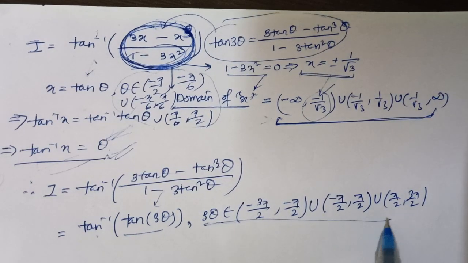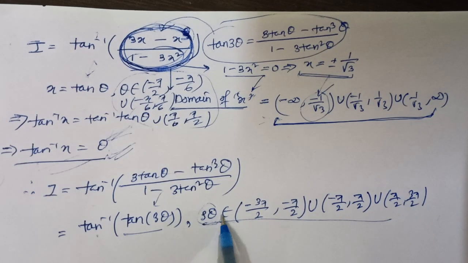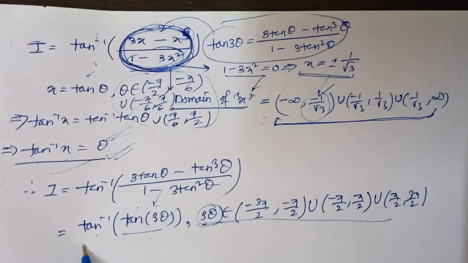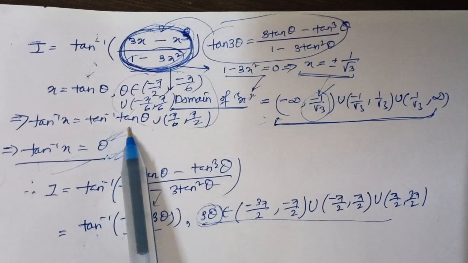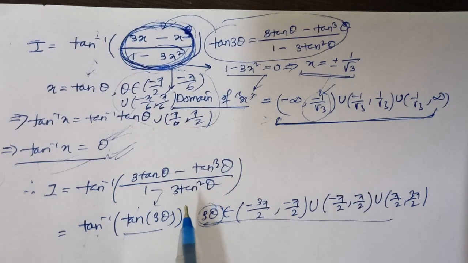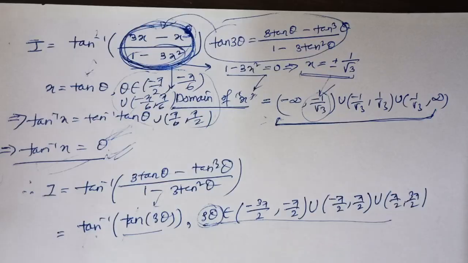Yeah, this is the range of the domain of 3 theta. Now you are able to see that we cannot cut this and this. We were able to cancel this and that because theta was in the principal domain. But here it is not. Therefore, we have to make cases, basically we have to deal with each case separately.